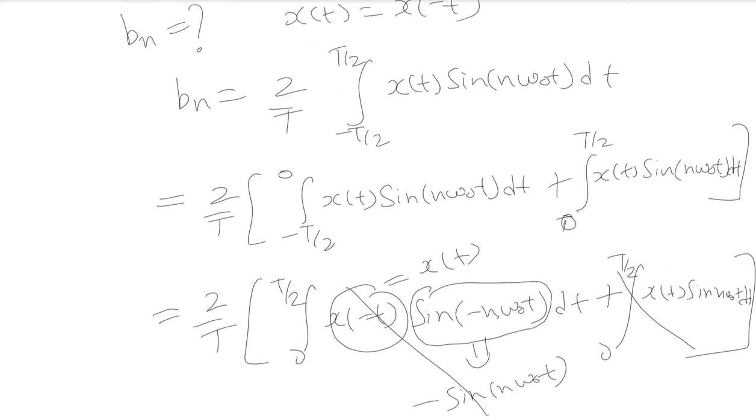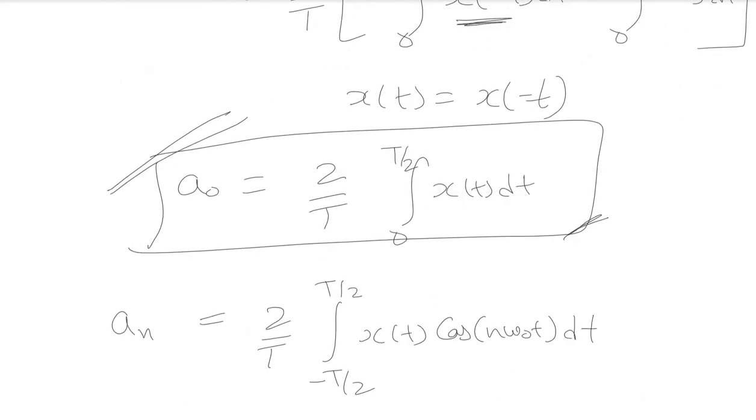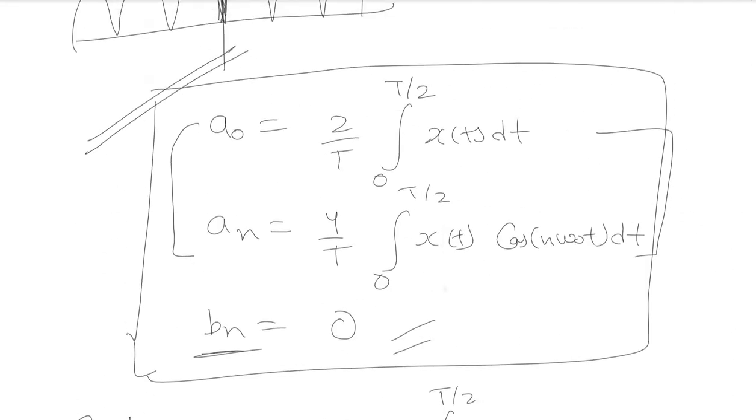Hence, if we have the symmetrical condition that x(t) is an even function, these will be the values of the Fourier series coefficients which we can use directly. We don't need to calculate the values of bn, and also for a0 and an we can directly calculate using these expressions rather than using the conventional expressions.